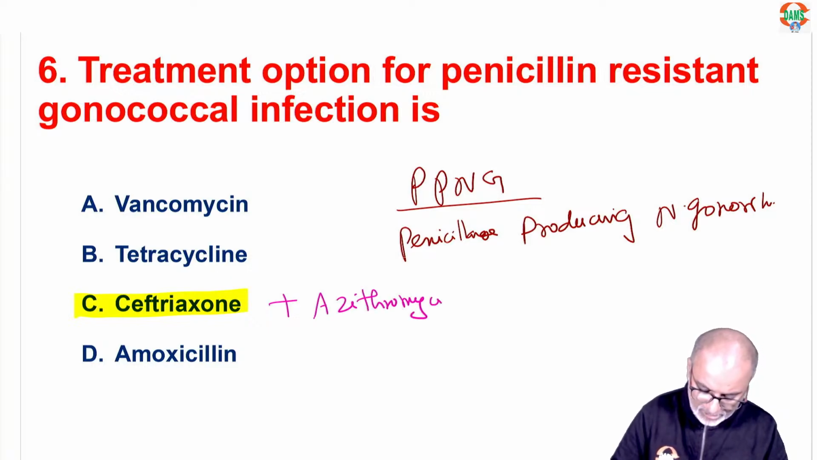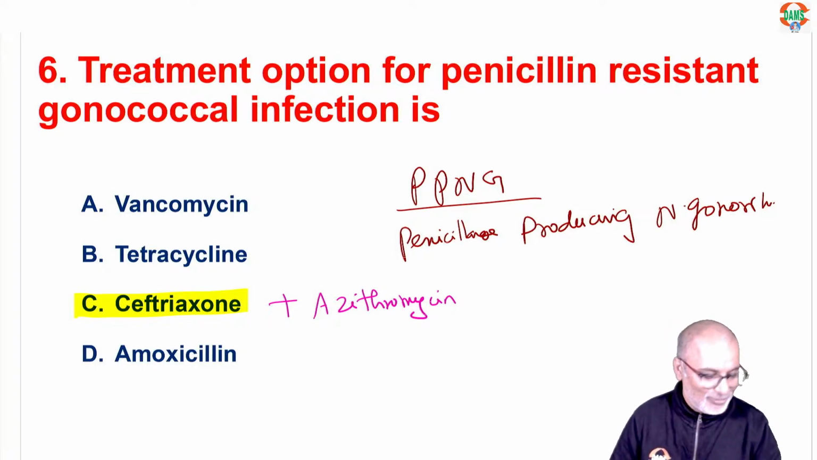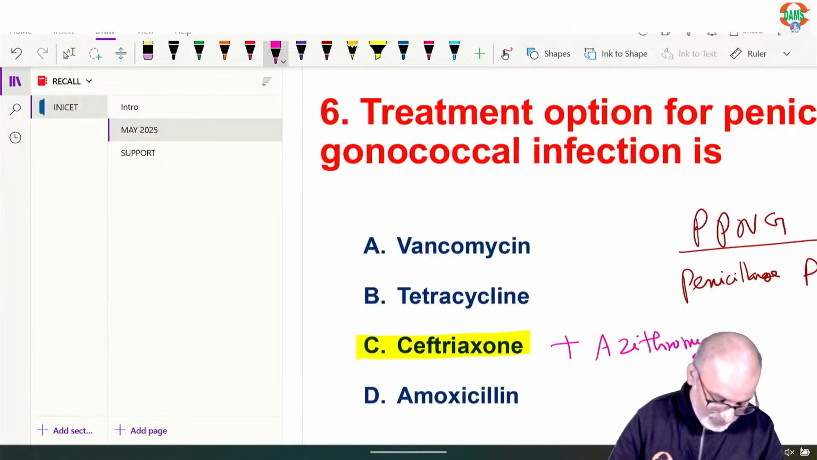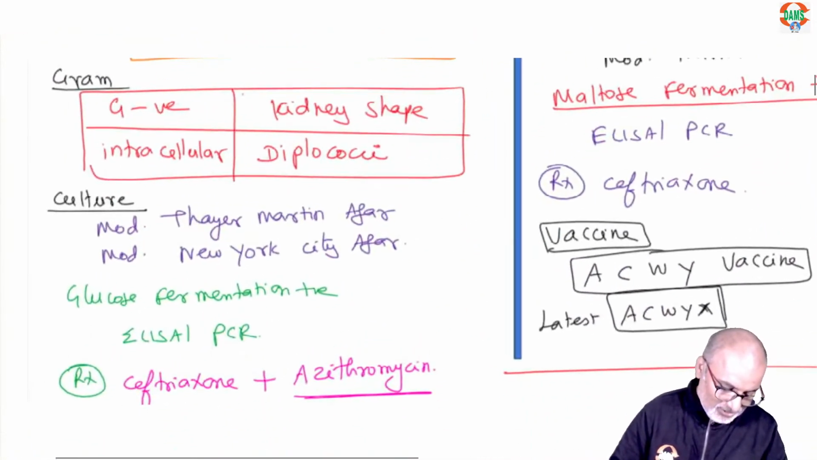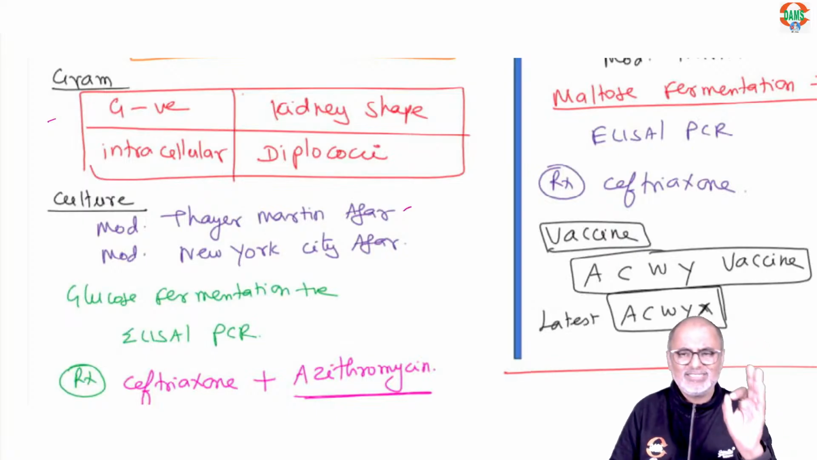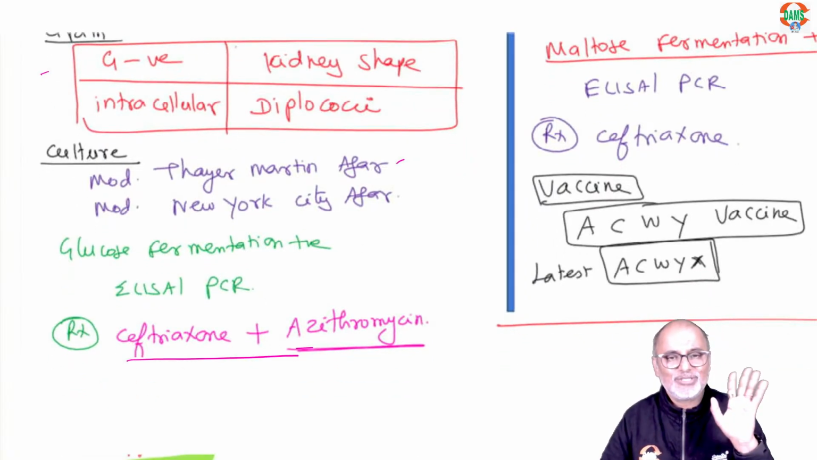You remember I used to tell what color code pack? Gray color pack. You remember, this is what I regularly used to tell in my class. If you see the notebook, you can see here. This is gram negative, kidney shaped, intracellular diplococci. Every word is one MCQ, my dear. Just I gave ceftriaxone, azithromycin. Every word is one MCQ.